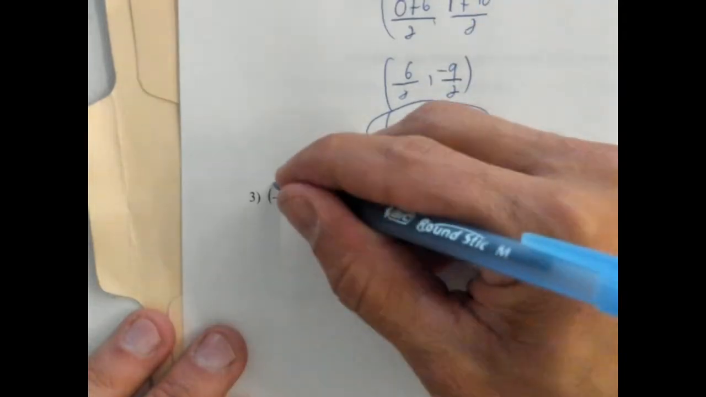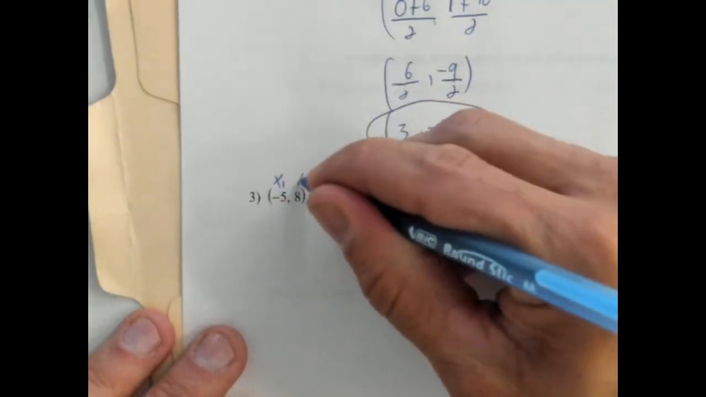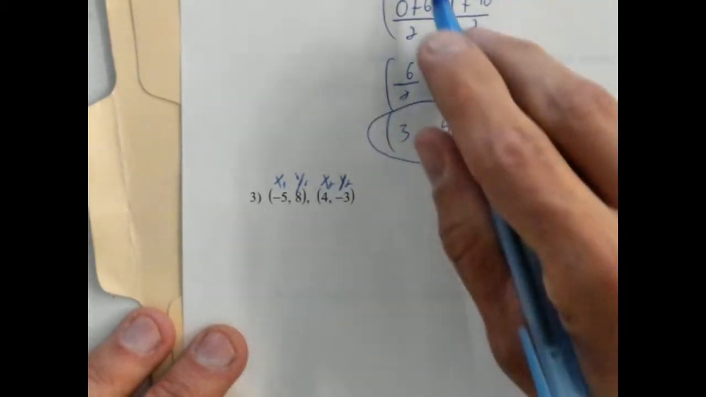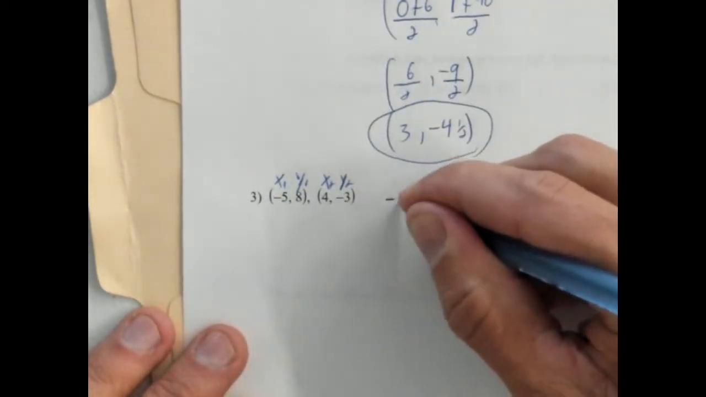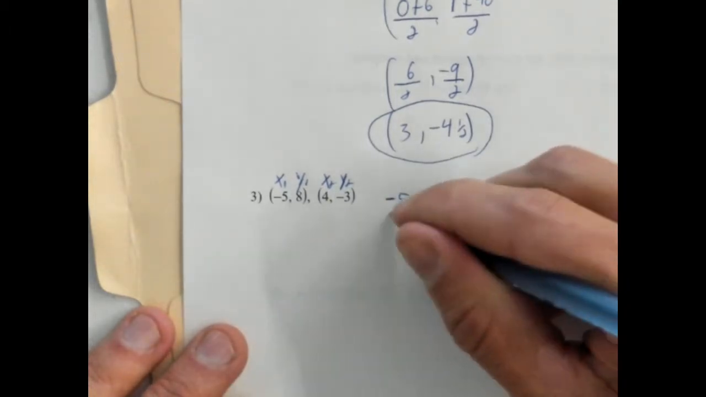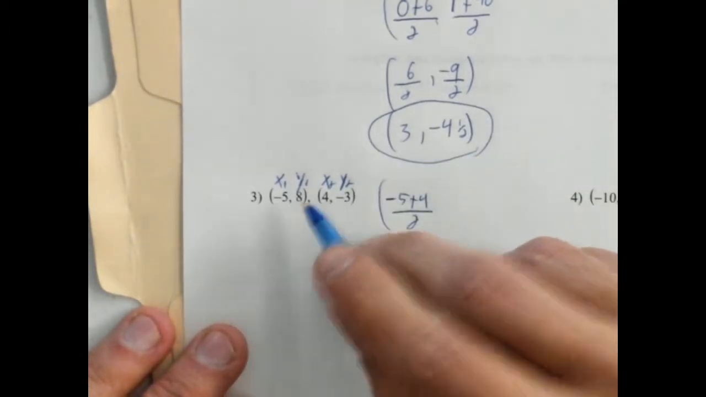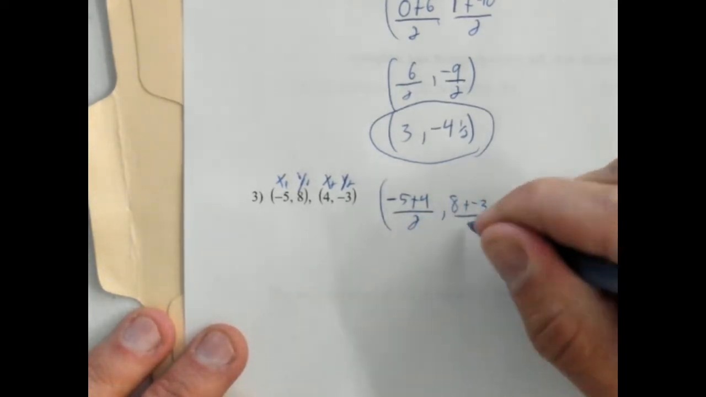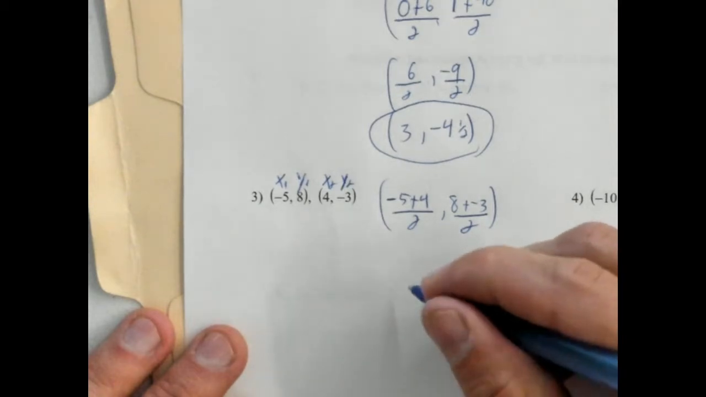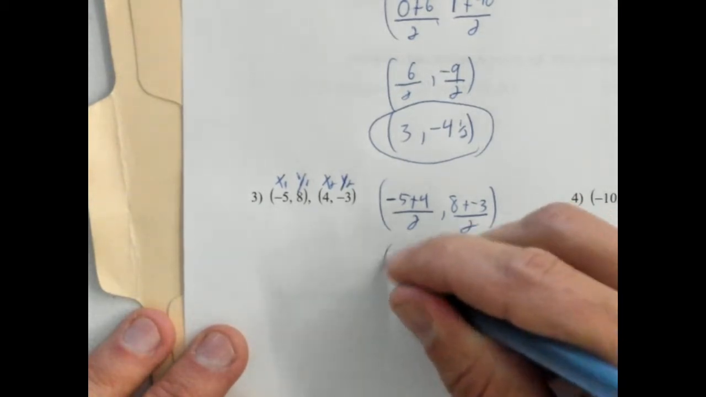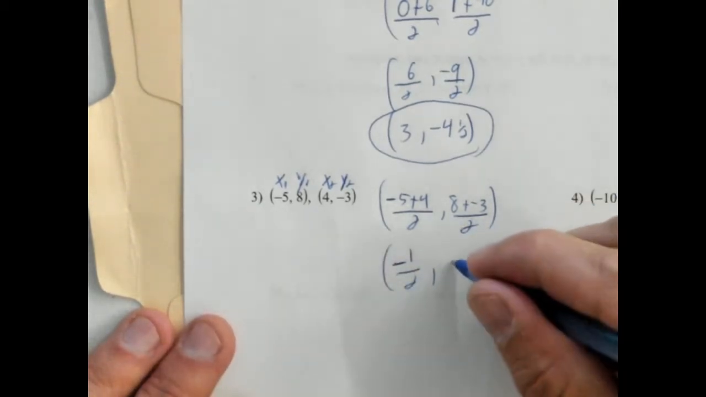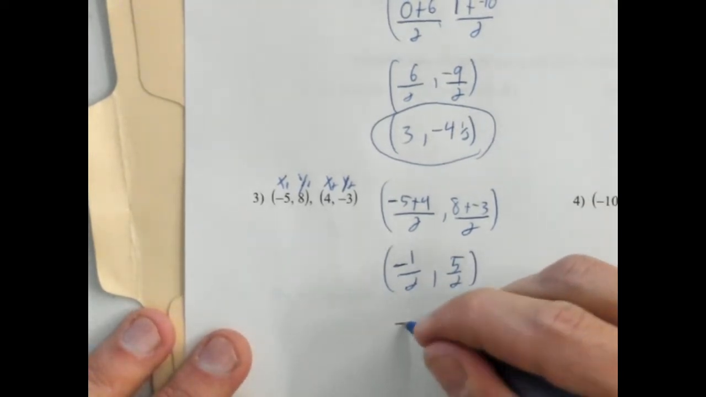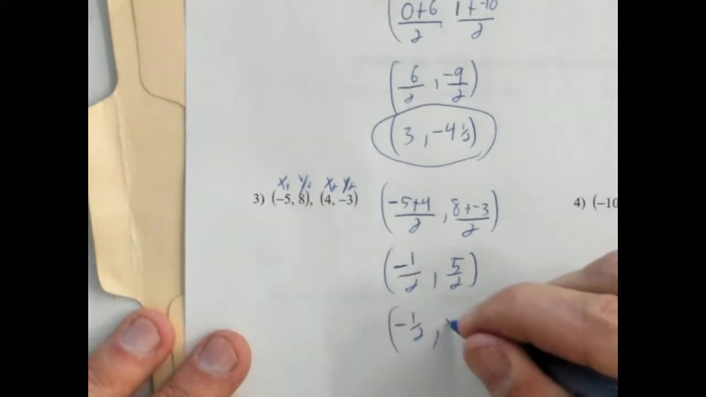There we go. So x1, y1, and x2, y2. Again, let's plug those in. So x1 is going to be negative 5. x2 is positive 4. y1 is 8. y2 is negative 3. Okay, negative 5 plus 4 is going to be negative 1. 8 plus negative 3 is 5, over 2. So negative 1/2, and then 2.5.